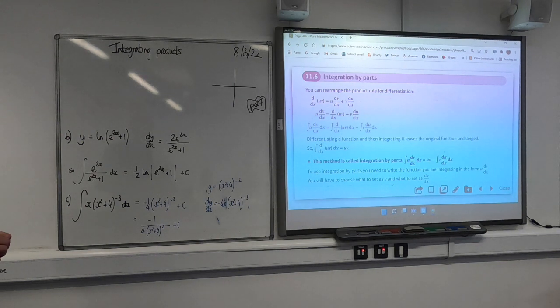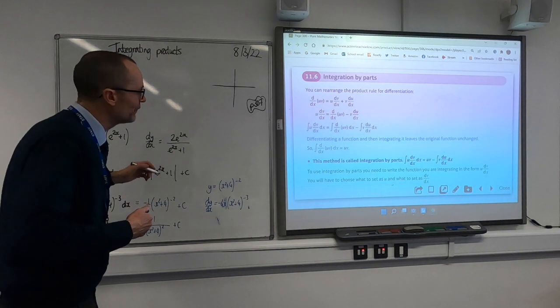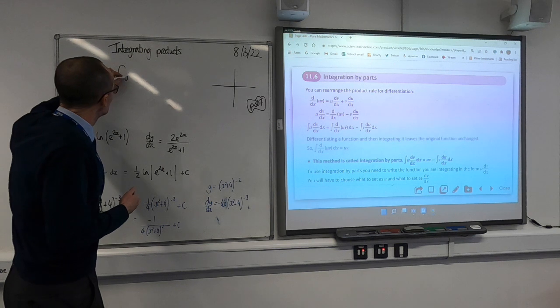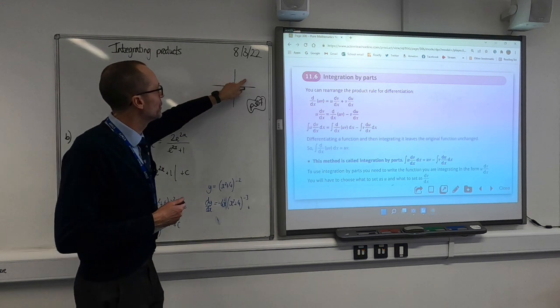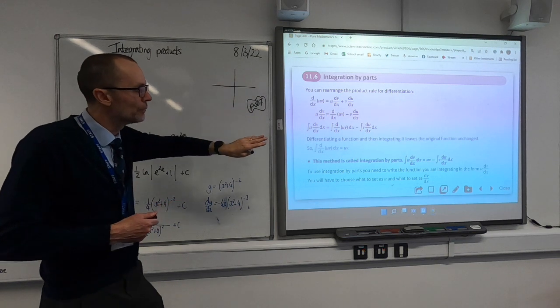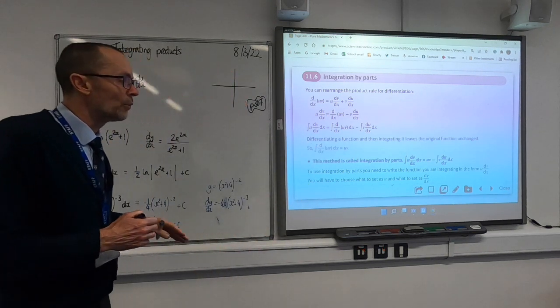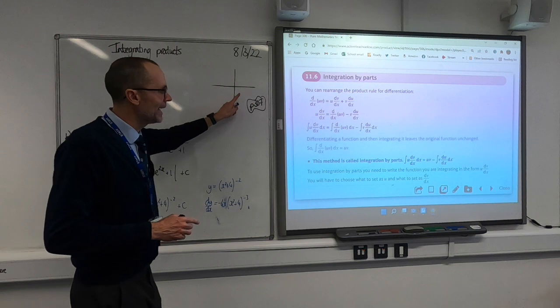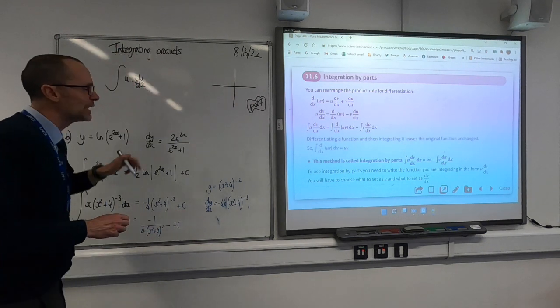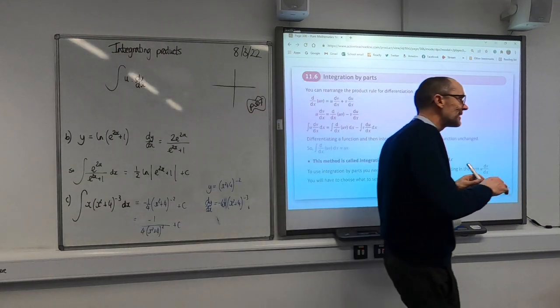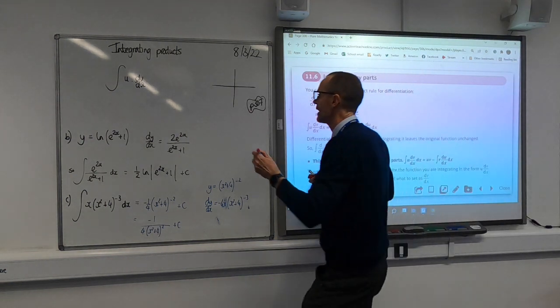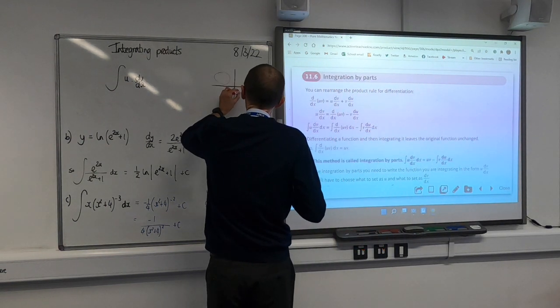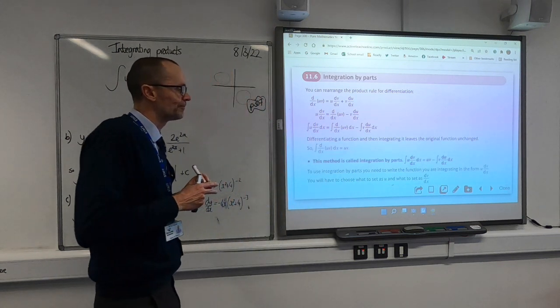However, the rule as it stands is, if you want to integrate something that's a product, you don't put the two things here and here. The rearrangement says one of them has to go here. One of them has to be dv by dx. So to use this integration by parts rule, we start by putting our two things here and here.